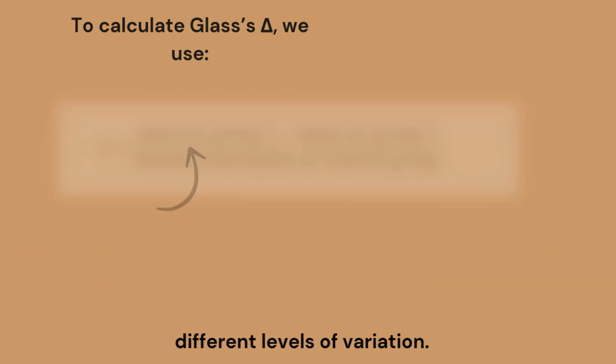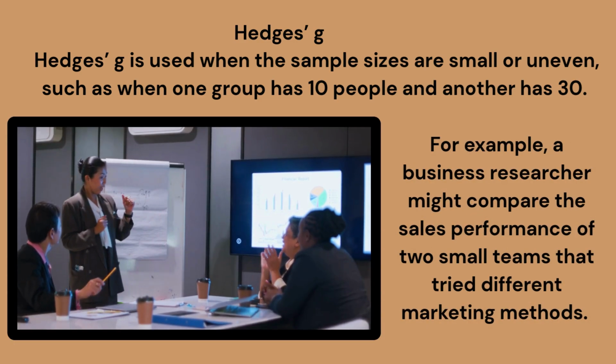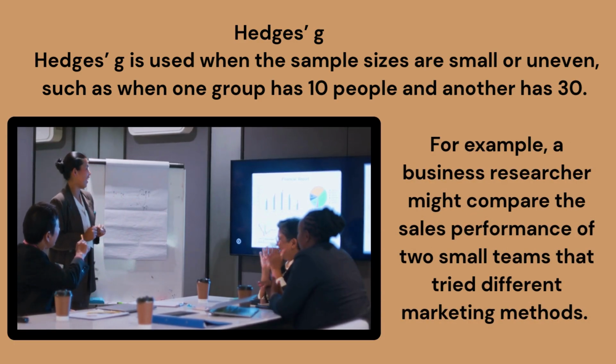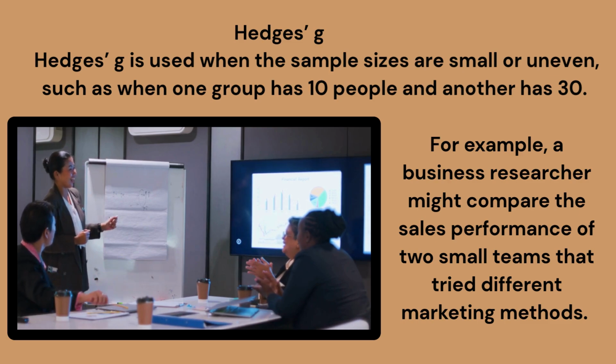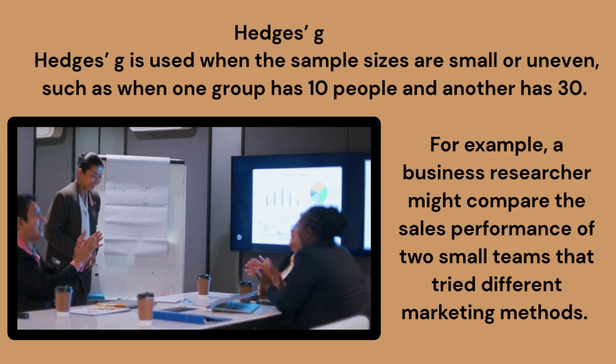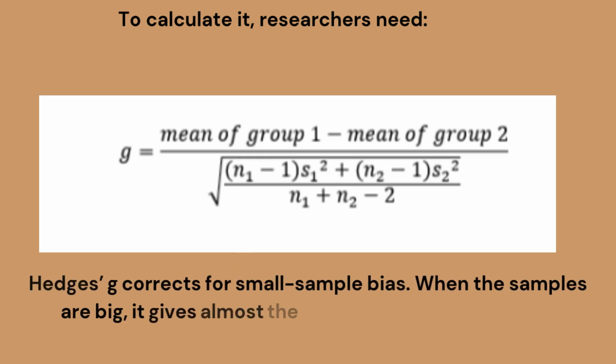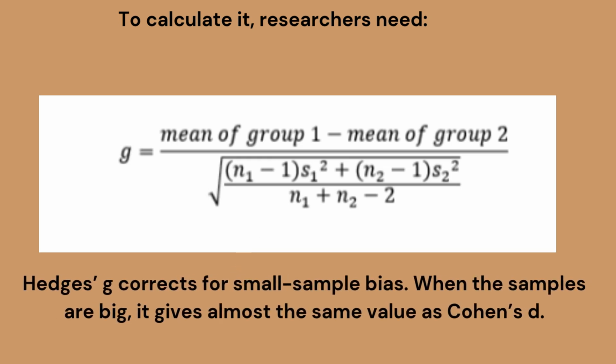Hedges' g is used when the sample sizes are small or uneven, such as when one group has 10 people and another has 30. For example, a business researcher might compare the sales performance of two small teams that tried different marketing methods. Because the groups are small, Hedges' g gives a more accurate result than Cohen's d. To calculate it, researchers need the average, mean, of each group, the standard deviation of each group, and the sample size of each group. Hedges' g corrects for small sample bias. When the samples are big, it gives almost the same value as Cohen's d.